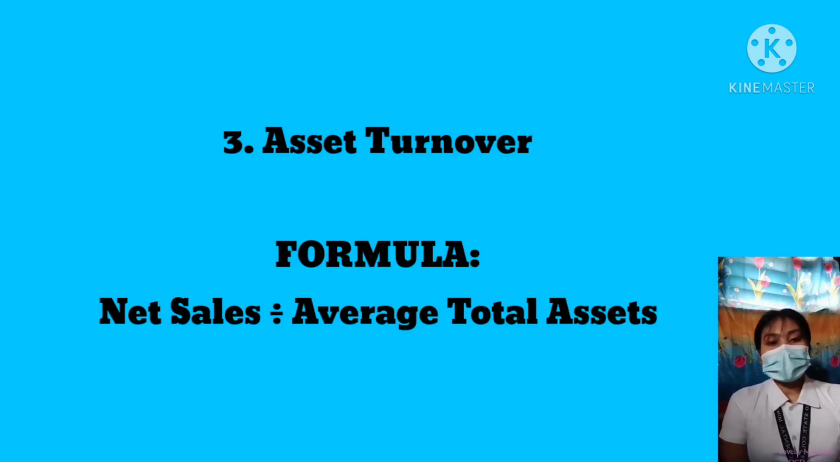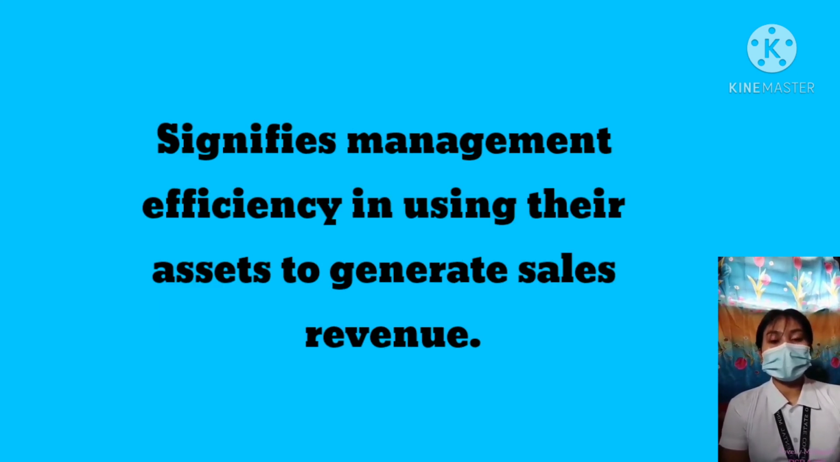Number 3, asset turnover. The formula is net sales divided by average total assets. Its significance is that it signifies management efficiency in using their assets to generate sales revenue.